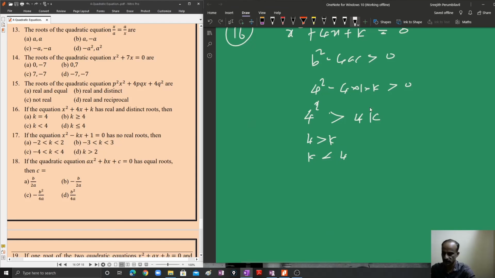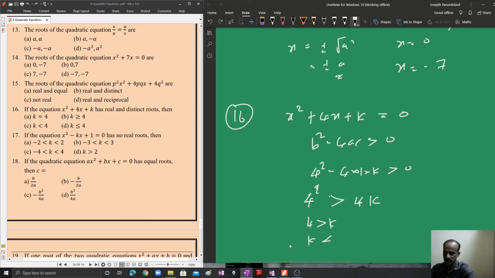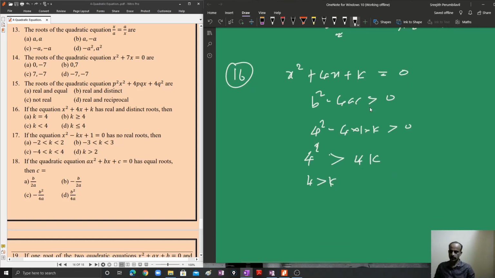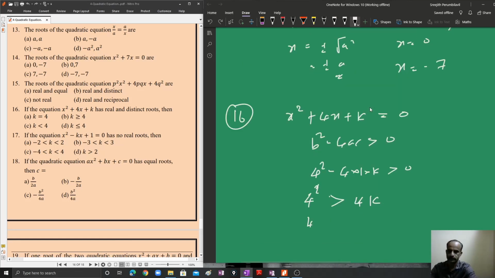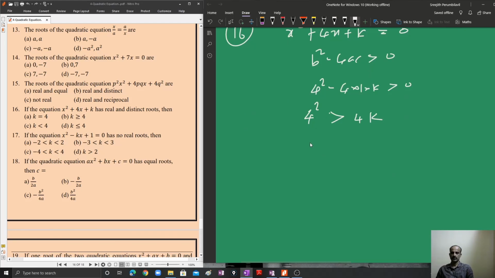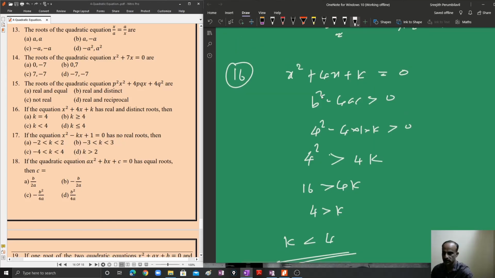I repeat that part, maybe a little, because these are all silly things and I am just going fast. But this I will explain. Inequality. So b square minus 4ac: 4 square minus 4k is greater than 0, or 4 square is greater than 4k. You cancel a 4, or 16 is greater than 4k. You do it that way: 4 is greater than k. Or when you write the other way, k is less than 4. But it is not given in that form. Is there anything missing?